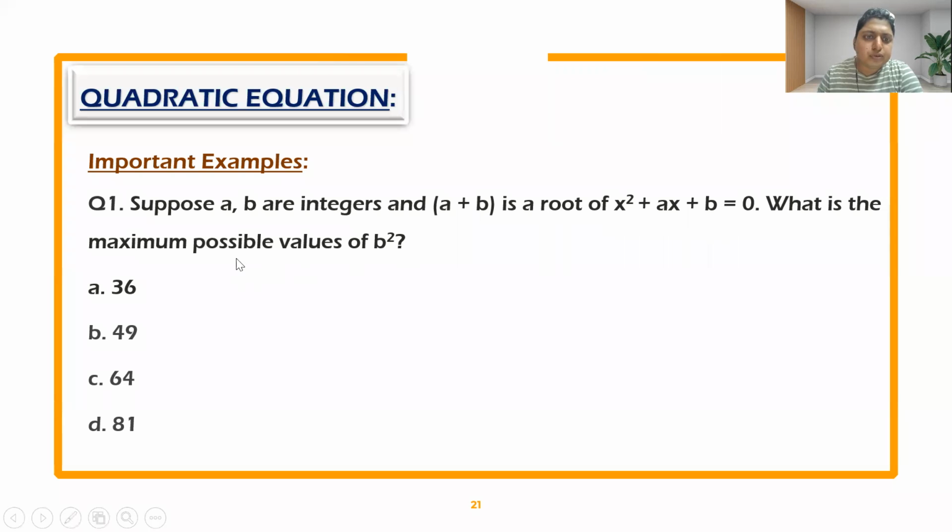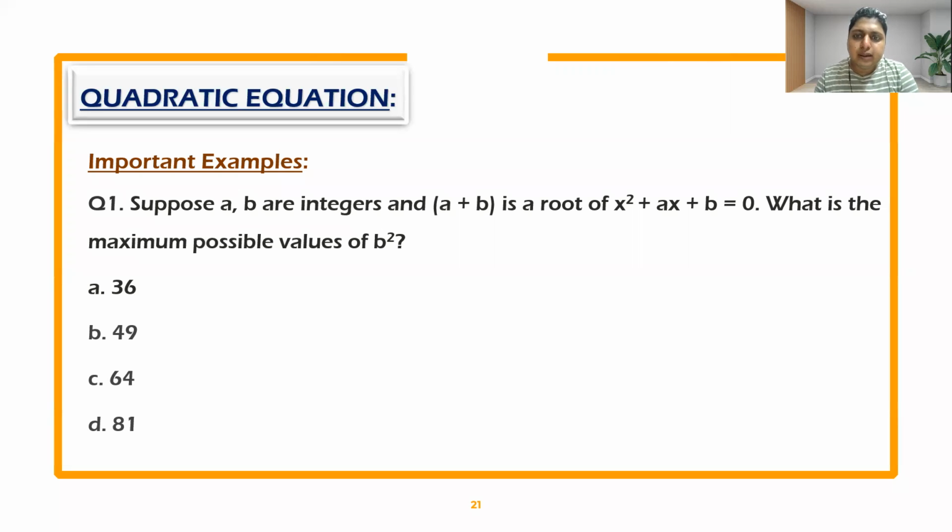What is the maximum possible value of b square? So first of all, that is a clue, or a condition that we have been given: a plus b is a root. So it is a relation between roots and coefficients. When we are given a root, it will satisfy the given quadratic equation. So first of all, we have to substitute that root into the quadratic equation.